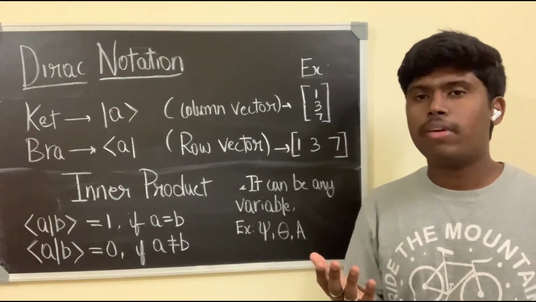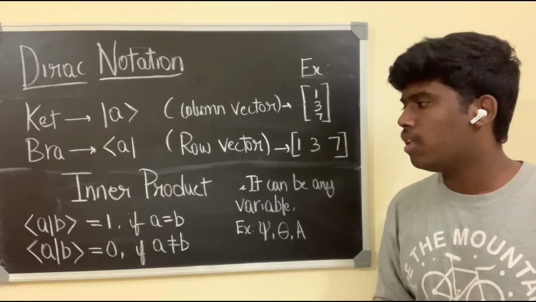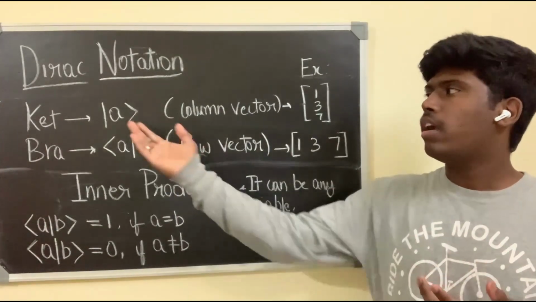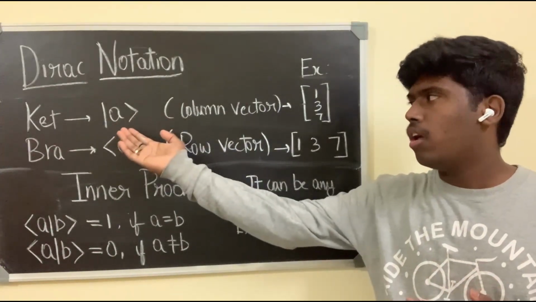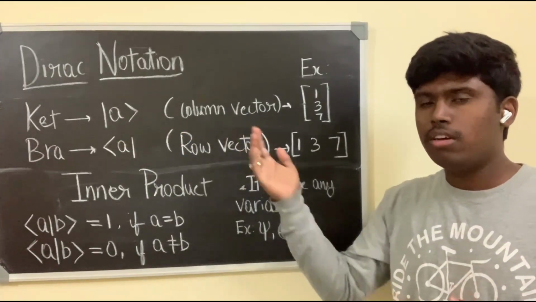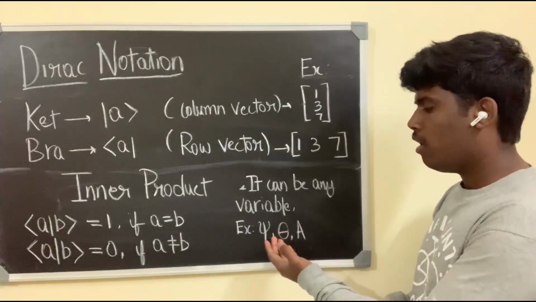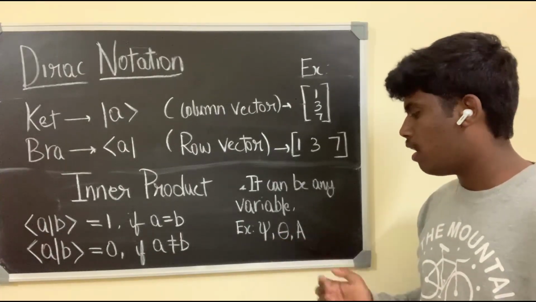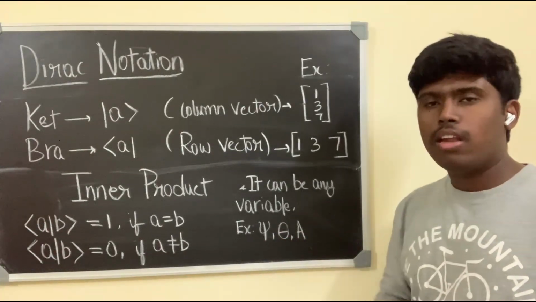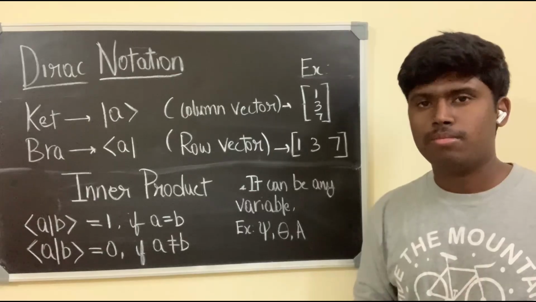Another thing that we can keep in mind is that the variable used to name a vector can always be any variable. It can be a psi or a theta or maybe an A. It's completely up to you.